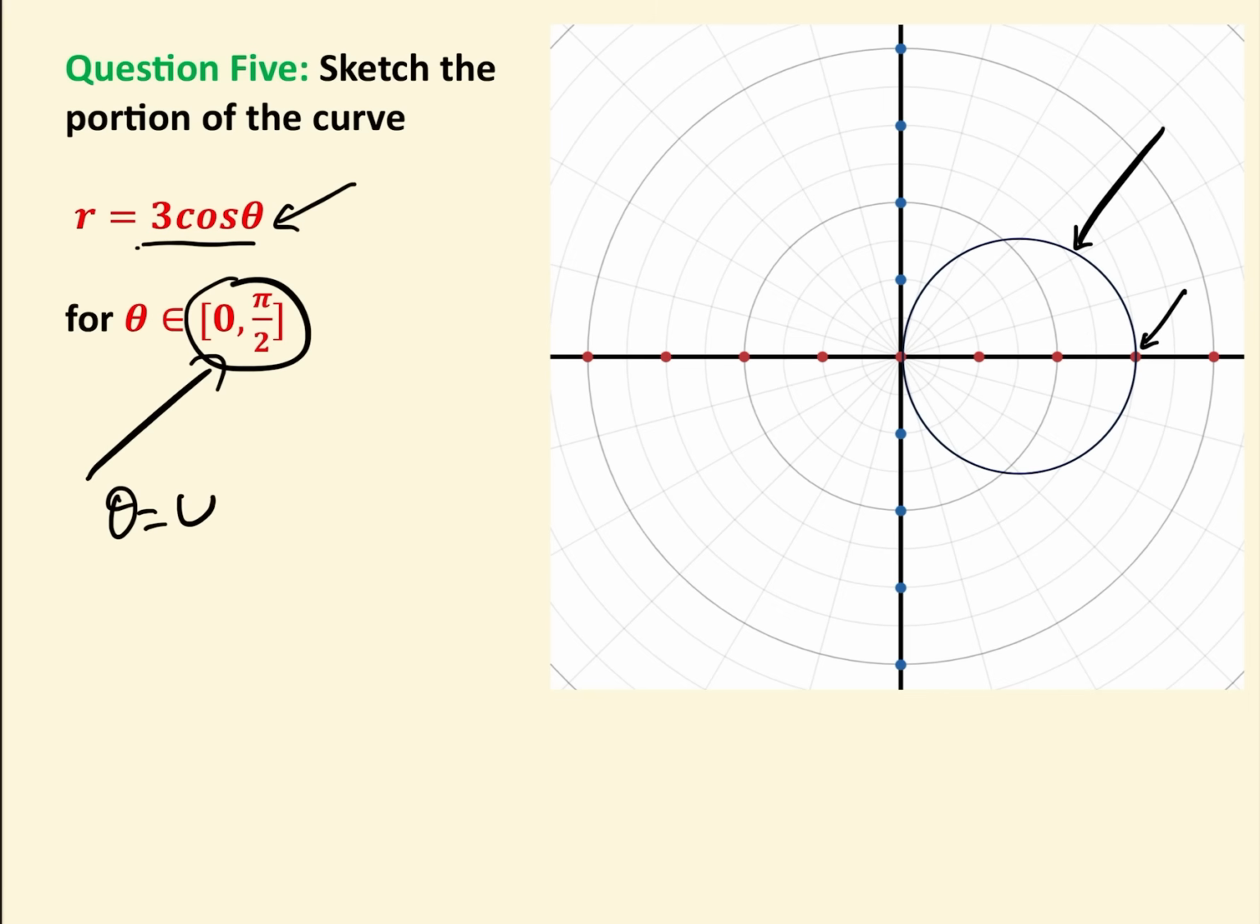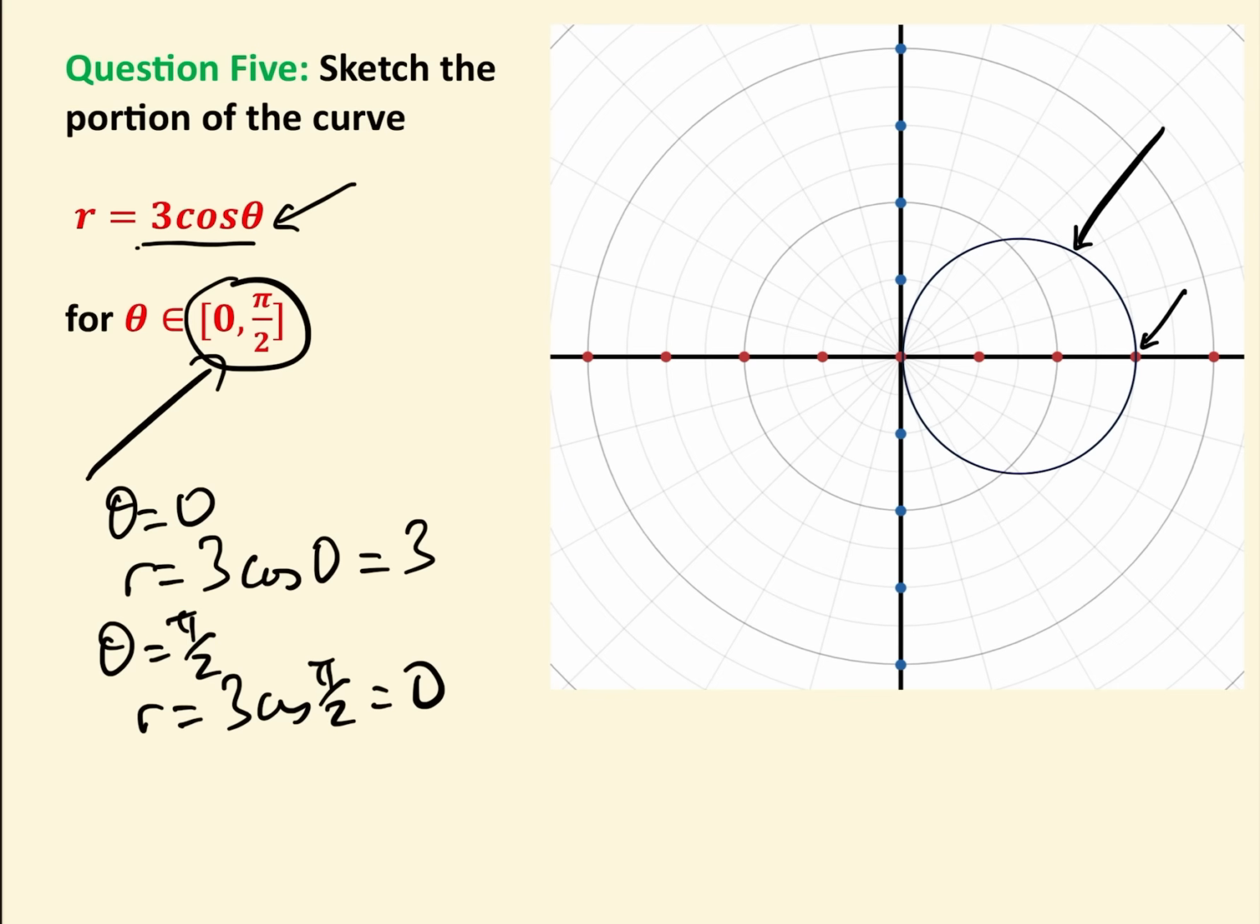Well, when theta is equal to 0, r is equal to 3 times cos of 0, which is equal to 3. And when theta equals pi over 2, r is equal to 3 times cos of pi over 2, which is equal to 0.